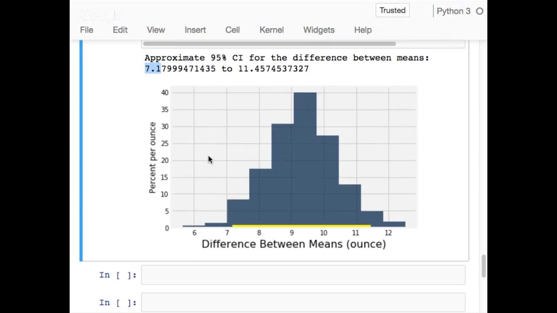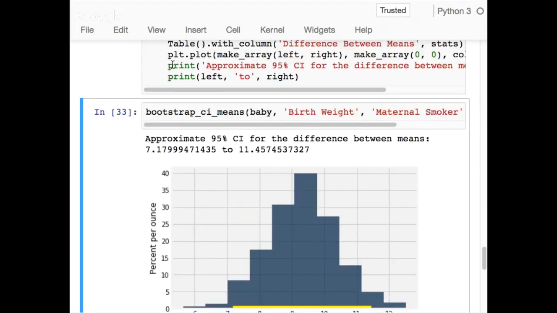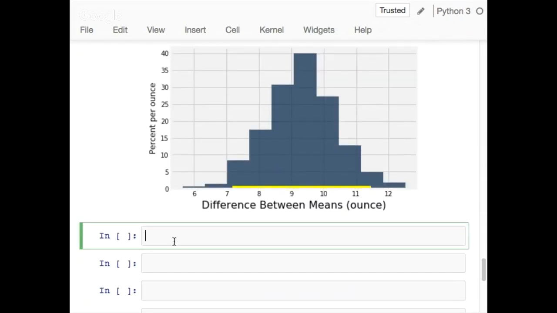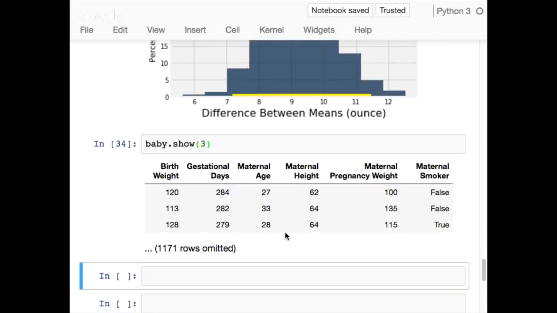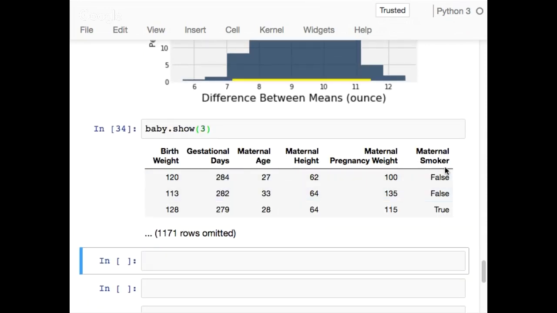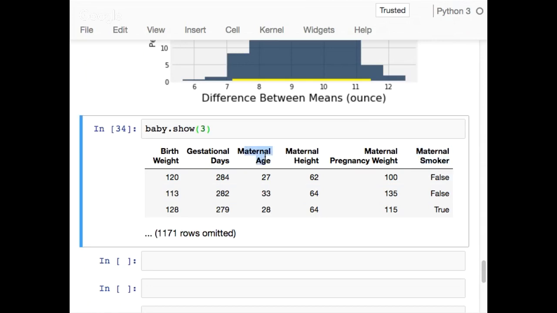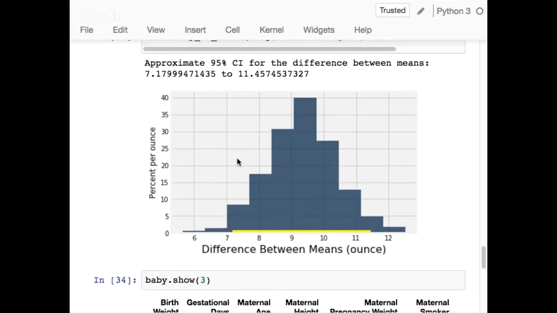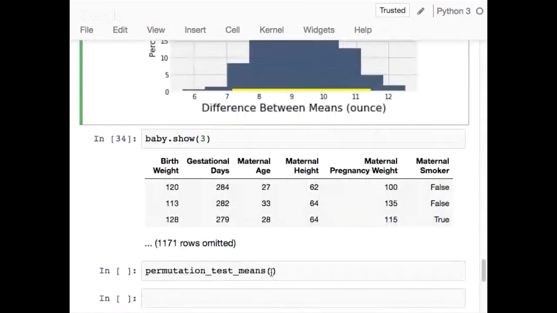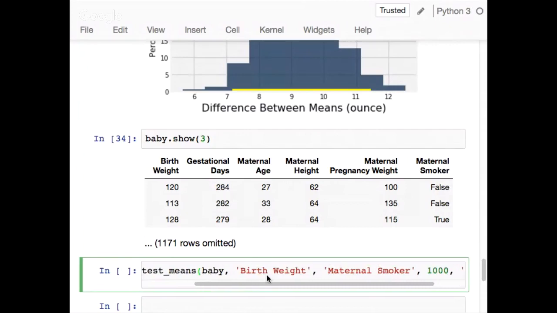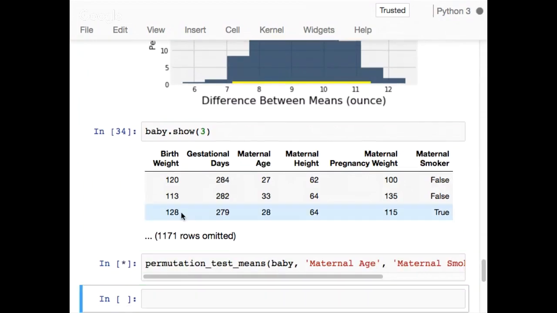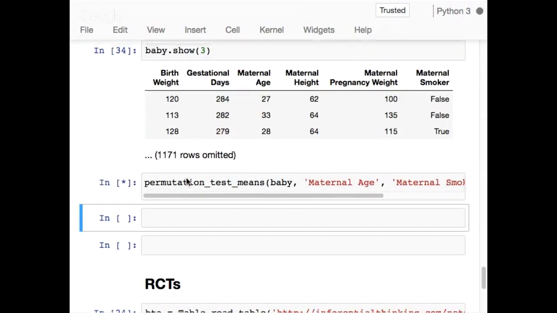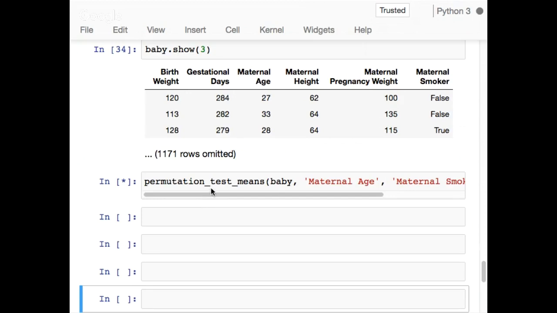Now that we have two functions I can just reuse over and over again, let me try to look at some different variables. Here I have a baby table. I wonder if there's an association between maternal smoker and maternal age. Is there an association between smoking and age? Let's find out. We first run the permutation. I'm just going to copy and paste this. All of these are the same. And instead of looking at birth weight, let's just look at maternal age. Run that, and it's going to chug along.